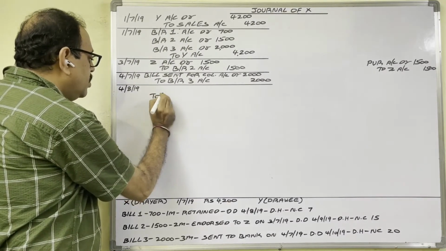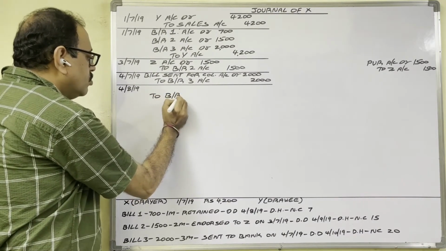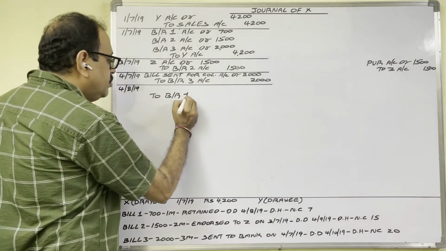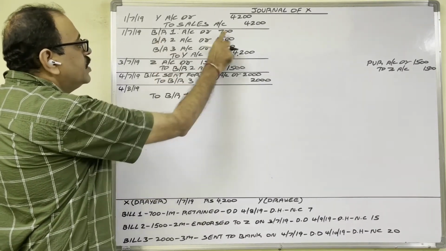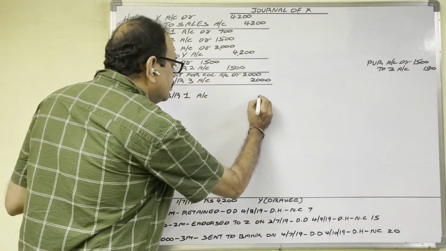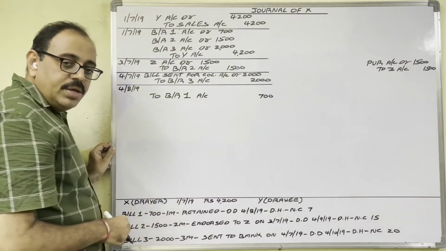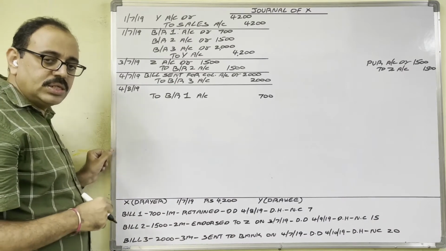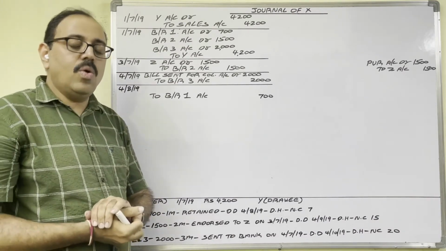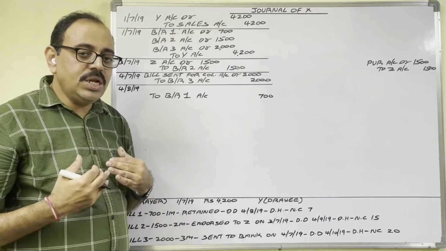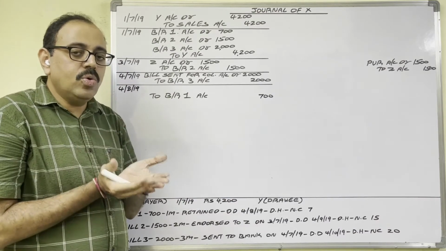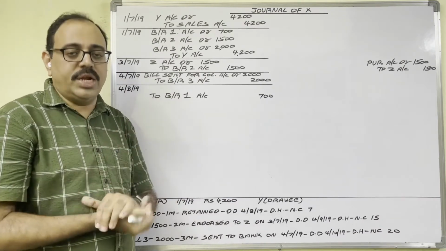So credit bills receivable account. Which bill? First bill. First bill value 700 rupees. And noting charges 7 rupees. Who pays noting charges? The holder of the bill. Holder of the bill means a person who is having the bill, who is holding the bill on the due date.